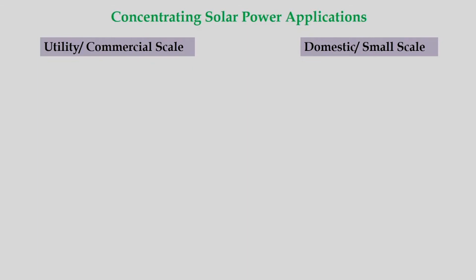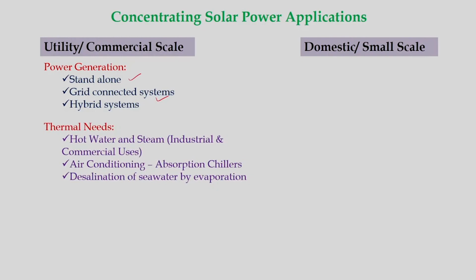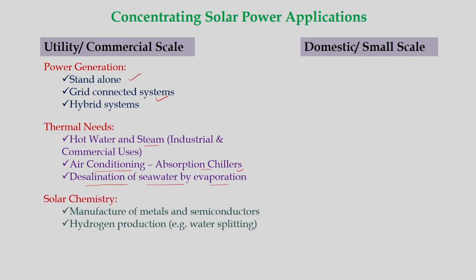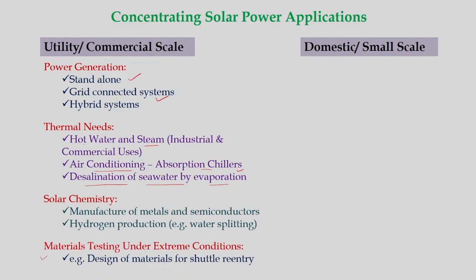And this slide shows the applications of CSP at commercial scale and domestic level. For commercial scale, CSP can be applied for power generation in standalone mode, grid-connected system, or hybrid system, or to meet thermal requirements: hot water and steam generation, air conditioning, absorption chillers, desalination of seawater by evaporation, solar chemistry, manufacture of metals and semiconductors, hydrogen production, maybe water splitting, or material testing under extreme conditions, like design of materials for shuttle reentry.